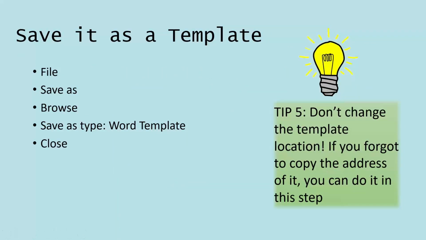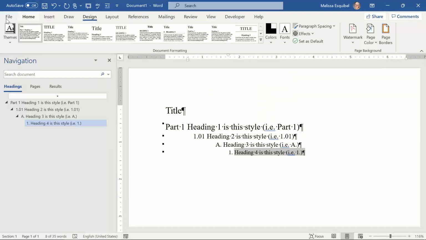Now we're going to save this as a template. Remember, when saving templates, don't change the location that Word gives it. If you forgot to copy the address into your text file, you can do that now, because it will be good if you can find that easily. All right, so File, Save As.